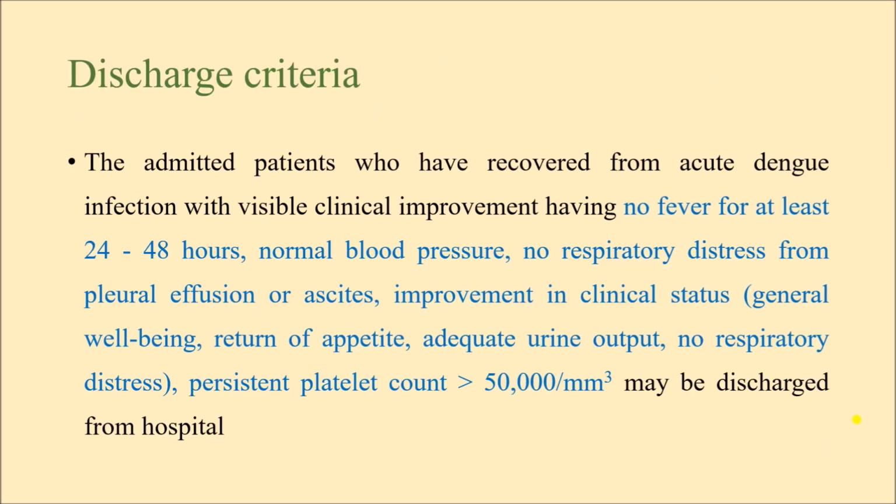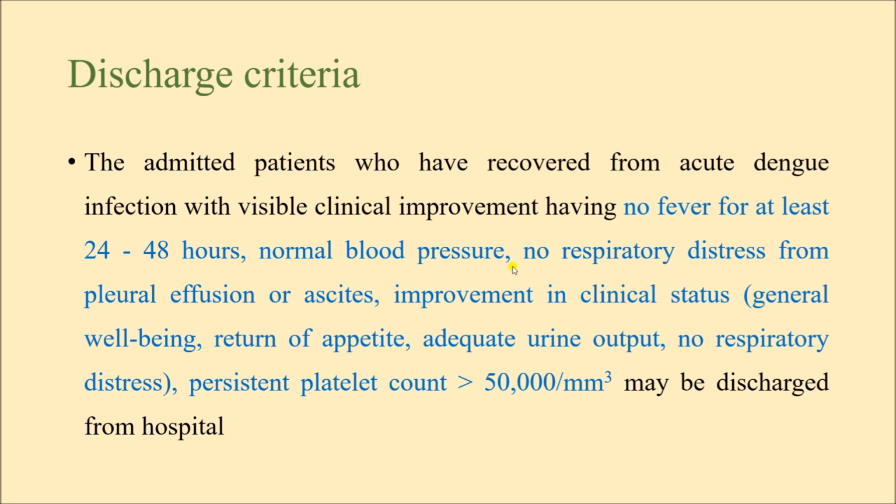What about the discharge criteria? So on what ground or in which situation can we finally discharge a patient who was admitted? So the admitted patients who have recovered from acute dengue infection with visible clinical improvements. So how can we know whether there is any clinical improvement? There will be no fever for at least 24 to 48 hours. So 1 to 2 days, no fever.